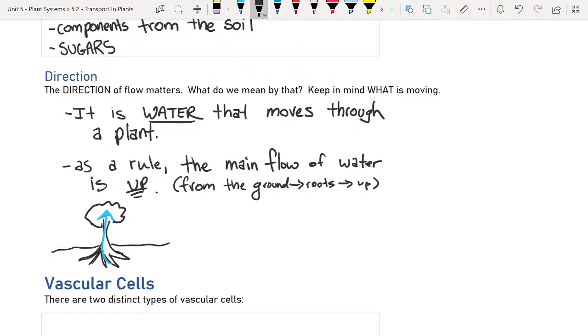Now here's the problem. Is the only way we want to move things up? No, sometimes we want to move things down. So there is a secondary system to move materials down.